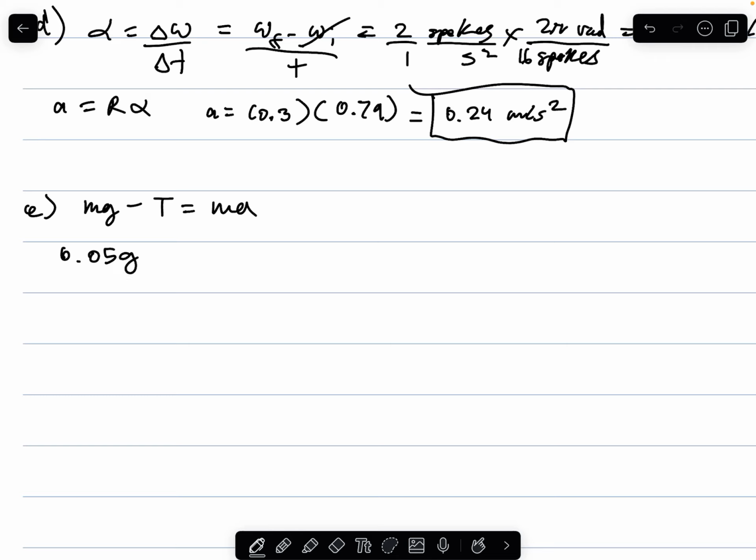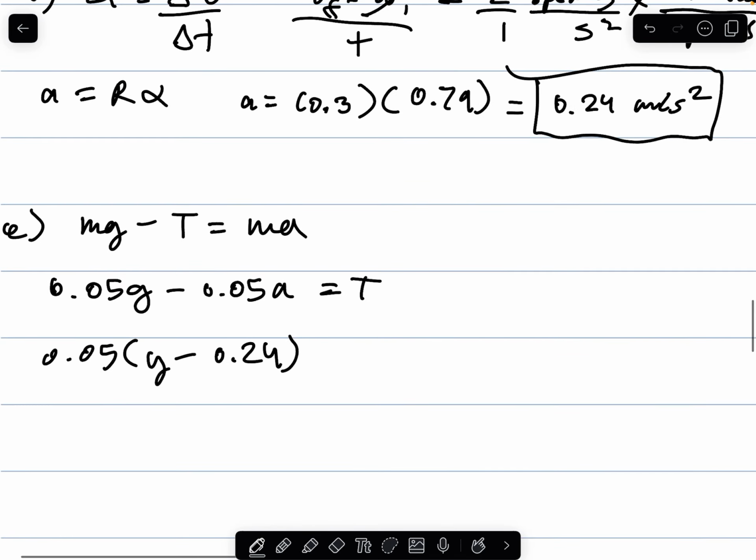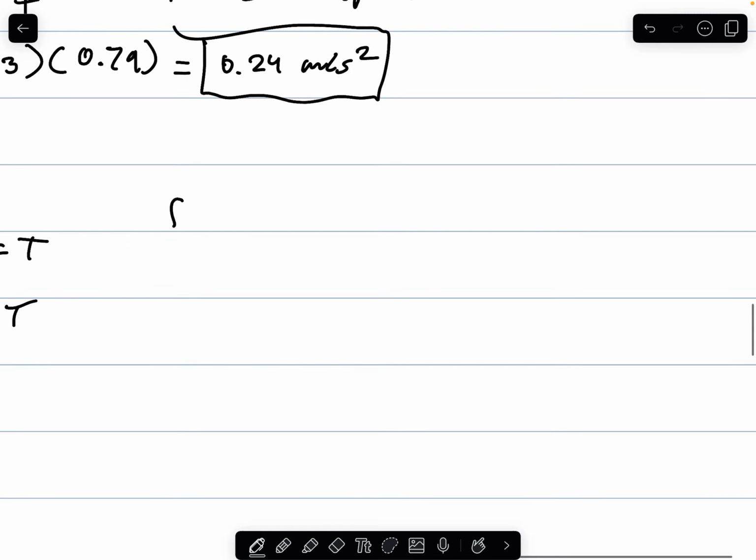Mass is 0.05 times gravity. And I'm going to subtract mass times acceleration to the other side. And mass is 0.05 times acceleration equals T. You take out the 0.05: gravity subtract acceleration, which is 0.24 from the previous problem I got. So now tension is going to be 0.48 Newton.